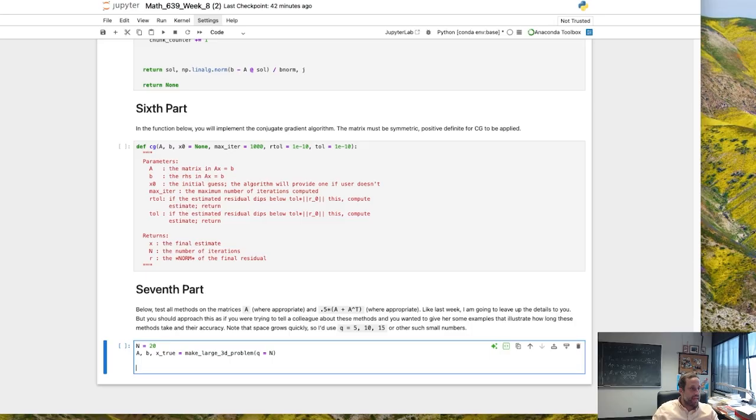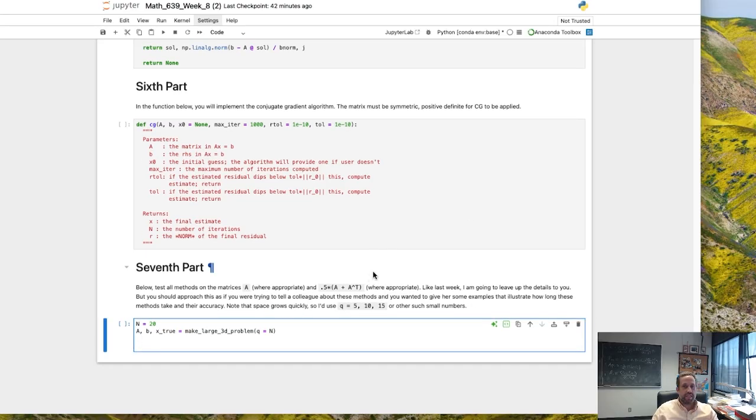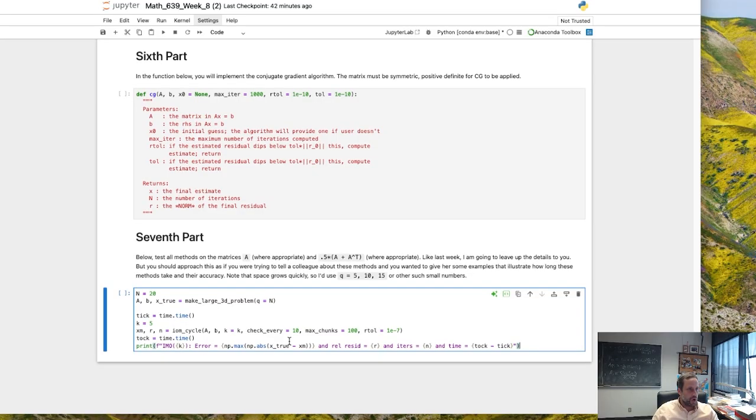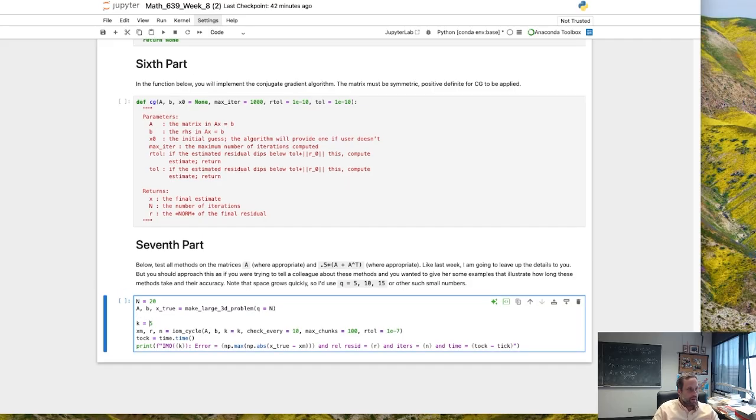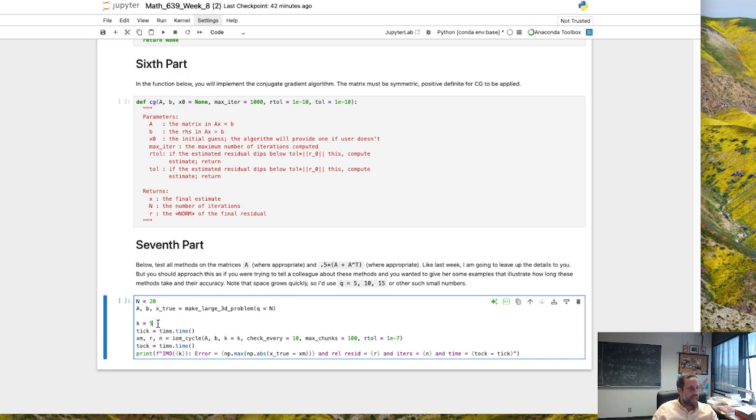Okay, and I'm going to first test just the IOM, the incomplete orthogonalization method. I'm just going to copy and paste code that I had basically from the last time. IOM cycle, so starting the timer here. Actually, if I want to be precise, I need to start it here. Okay, I'm saying k is equal to 5, n is equal to 20. This is going to be the IOM cycle. I'm going to check every 10 and only going to do 100 chunks. So I'm going to build the space to at most dimension 1,000.